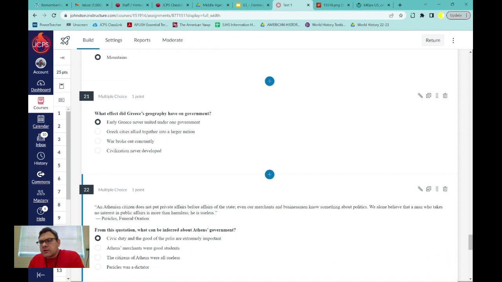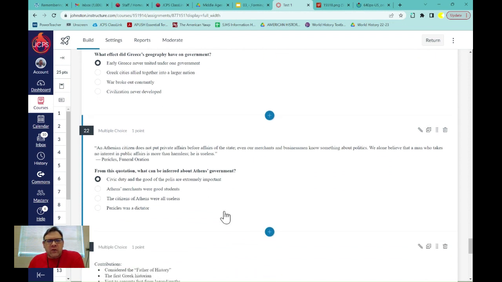They had the same culture, same belief systems, and everything, but they don't really need to have one government unless they're invaded by someone, say, like Alexander the Great or the Romans. They never really developed their own Greek government, just a bunch of different kinds. Here you have a quotation from Pericles, who was the king of Athens. From this quotation, what can be inferred about Athenian government? That civic duty and the good of the polis are extremely important.